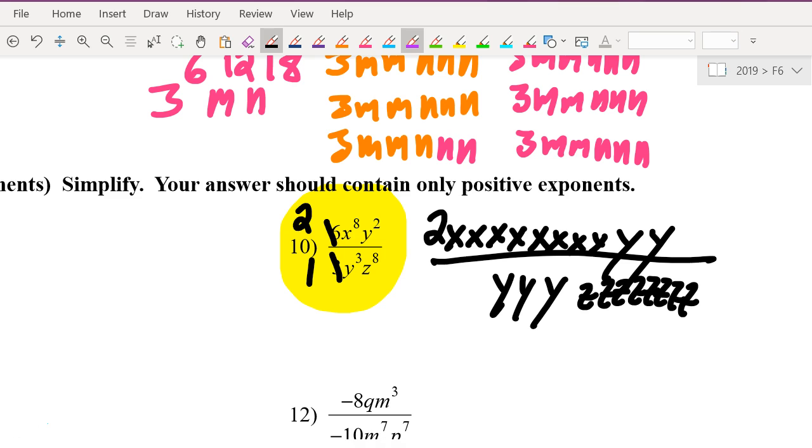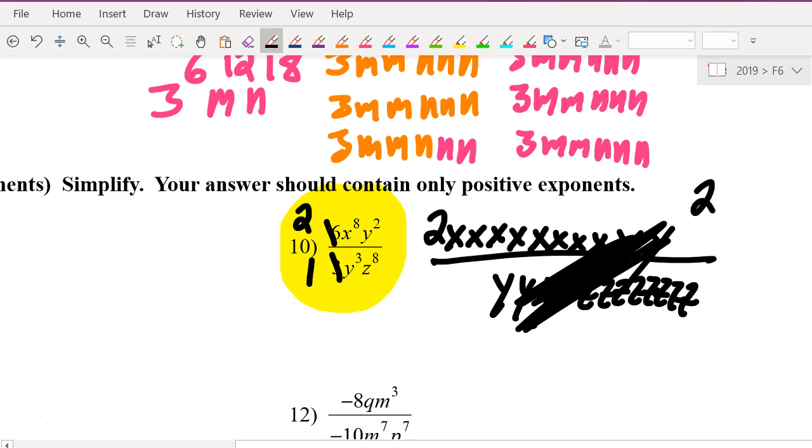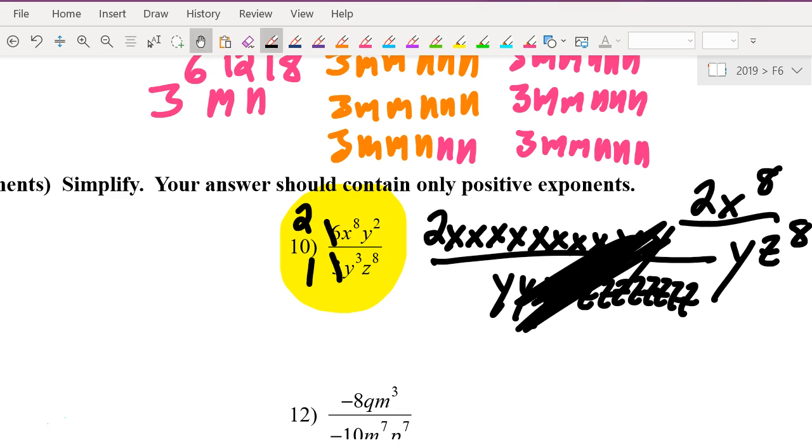You can cancel out the y's. Right. So there's 1 y here, 2 y's that cancel out. But nothing else cancels, huh? Alrighty. So we have 2x to the 8th over y times z to the 8th.